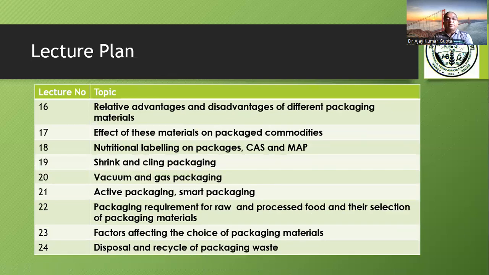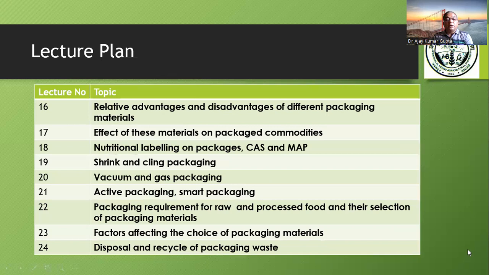Lecture number 16 will be on relative advantages and disadvantages of different packaging materials. 17th will be on the effect of these materials on packaging commodities. 18th will be the nutritional labeling on package, controlled atmospheric storage, and modified atmospheric packaging. 19th will be on shrink and cling packaging. 20th will be on the gas and vacuum packaging.